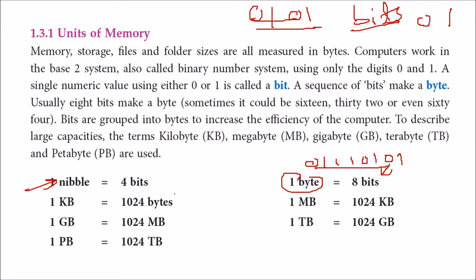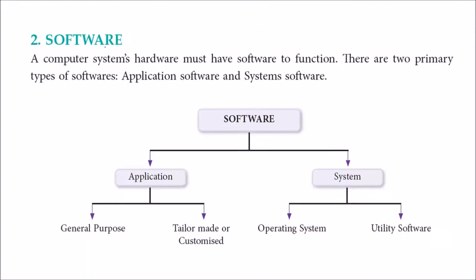You have 1000 bytes, it becomes a kilobyte. You have 1000 kilobytes, you get 1 MB. And likewise, you go up to 1 petabyte. Let us see the software now. Software we can divide into two major parts: the application software and the system software.